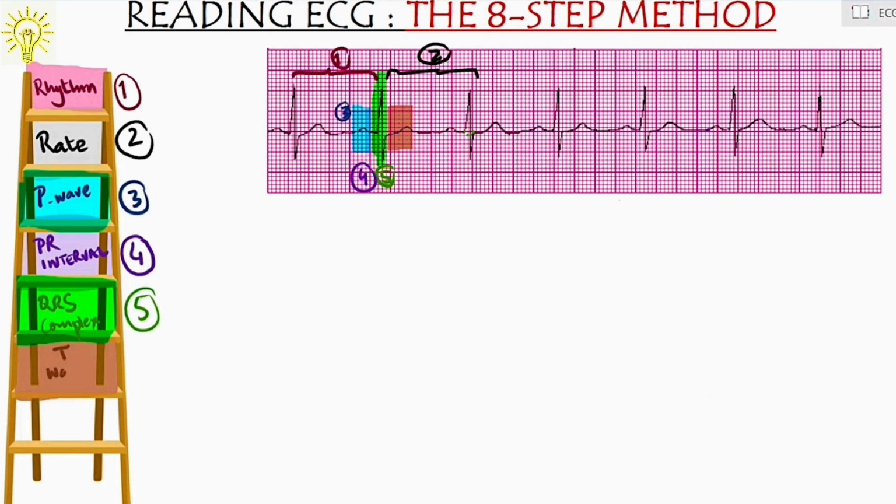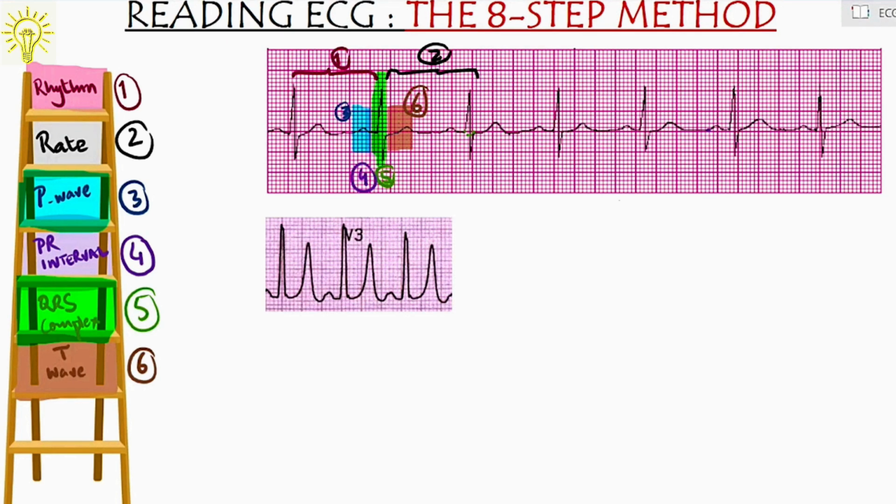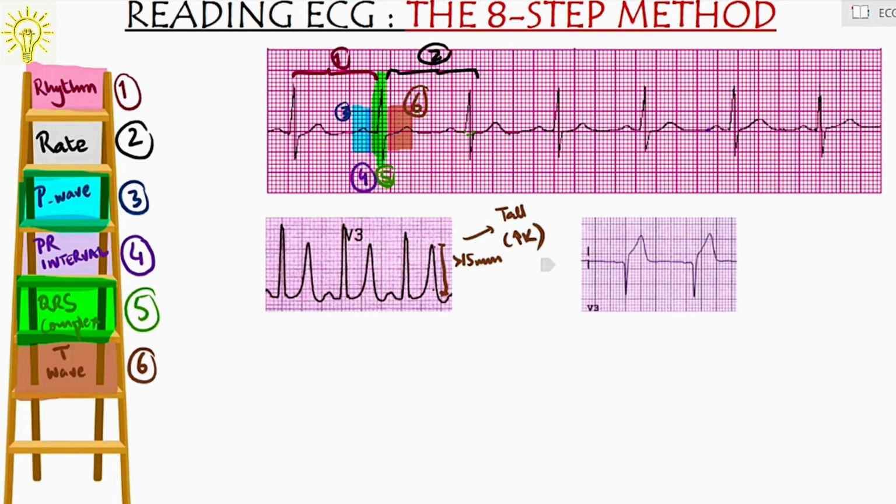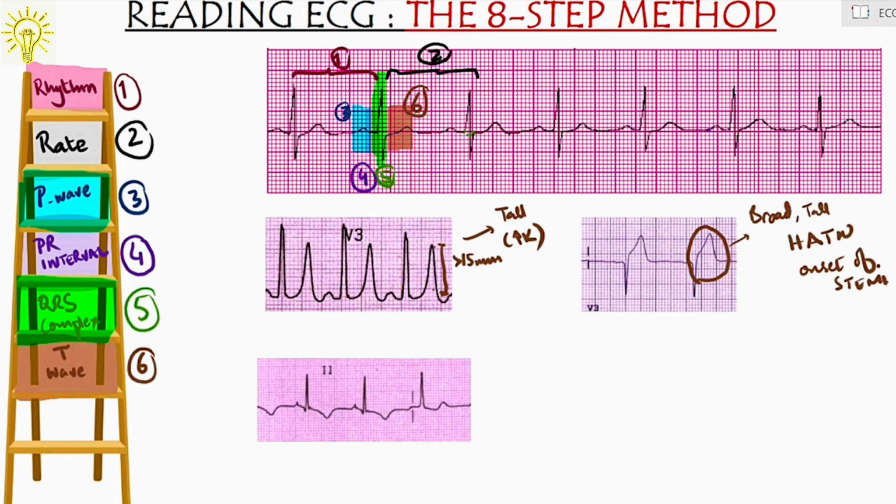Step 6. Check the T wave. The T wave of ventricular repolarization is normally less than 5 mm in limb leads and less than 10 mm in chest leads. In this ECG, you can see the T wave rising greater than 15 mm or 3 large boxes in a chest lead. These tall T waves occur in hyperkalemia. Another configuration of the T wave is called hyperacute T wave, which is tall, broad, and may indicate onset of ST elevation MI. Inverted T waves may signify past myocardial infarction.